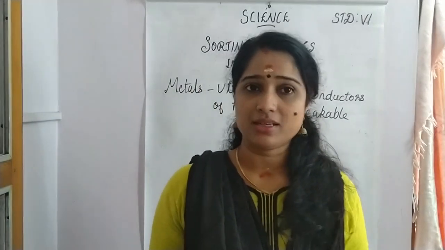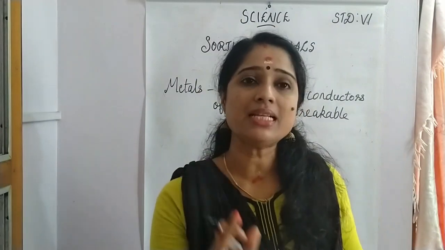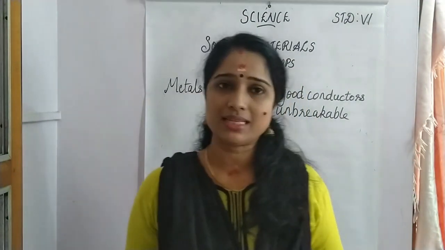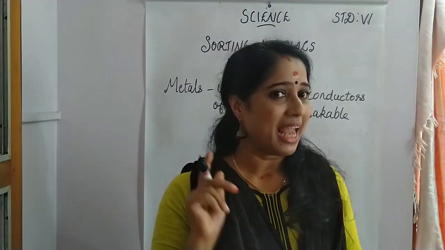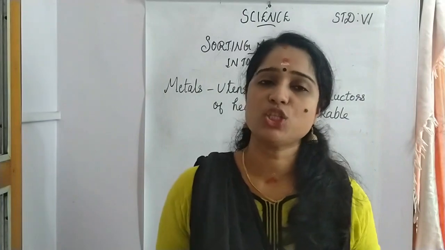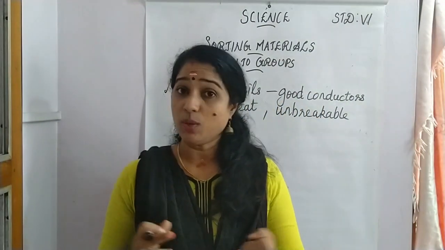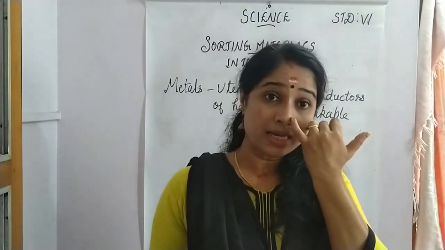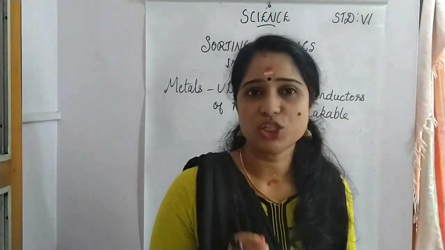It is because of that, this question can be asked in the examination: why are utensils made up of metals? What are utensils? They are cooking vessels. Why are these cooking vessels made up of metal? Because they allow the heat to pass through them. Then only the food will get cooked very fast. Clear? Aluminium vessels we are using, iron vessels we are using, steel vessels we are using. So they all allow the heat to pass through them.